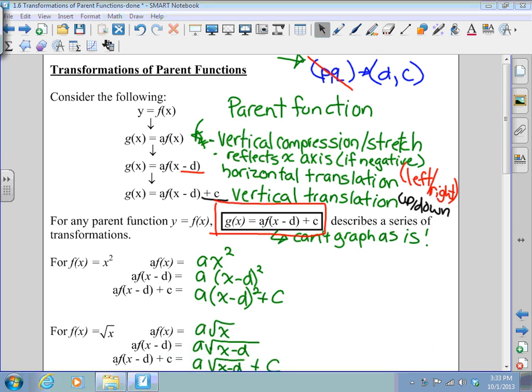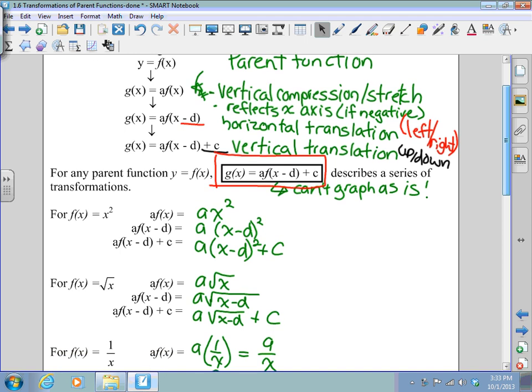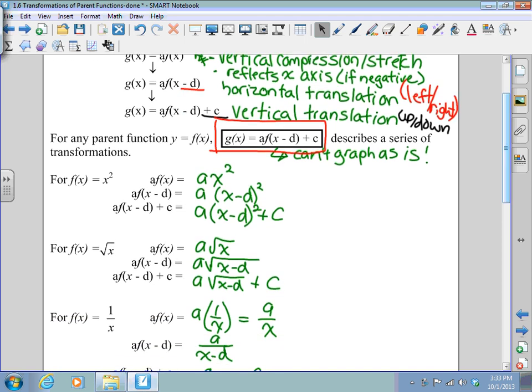Okay? So let's take a look at that and apply it to some parent functions. First of all, we take a look at a parent function. In this case, we're going to go y equals x squared, which is our quadratic. So we start with that. We're going to apply a to it. And then we're going to say a times x minus d, which is squared because that's within the parent function itself. And then we're going to just add c to the end. Again, you're using this formula from above, but we're just specifying that we're going to apply those to the actual quadratic function.